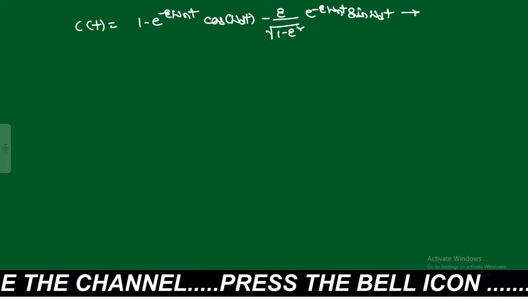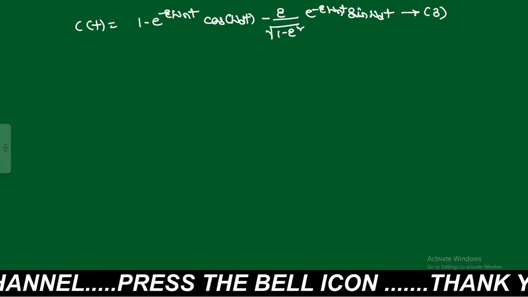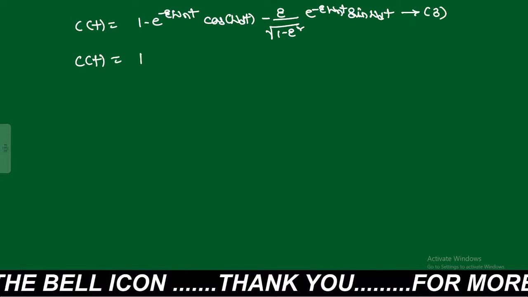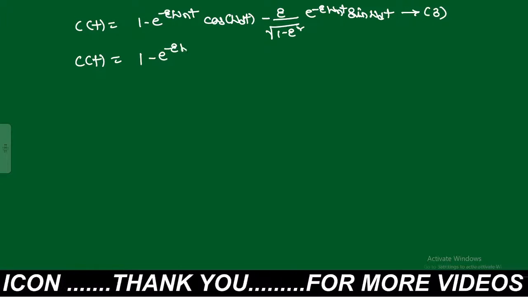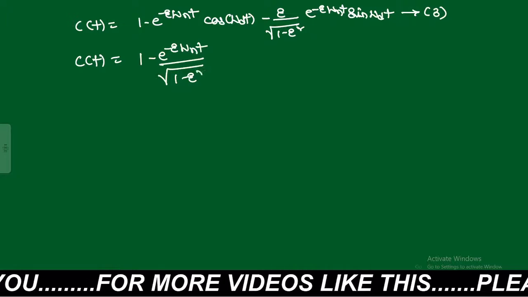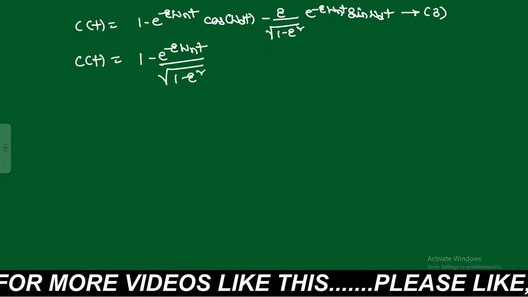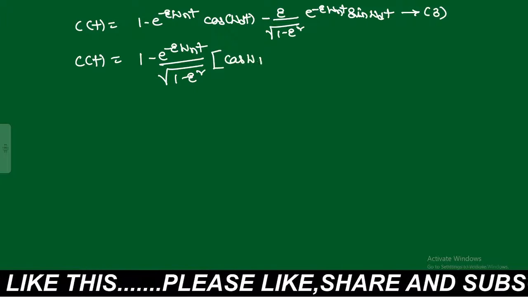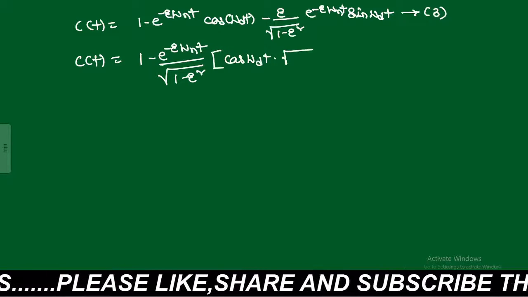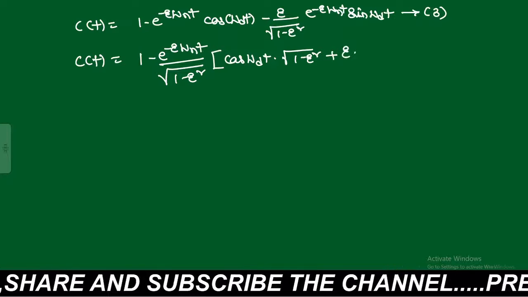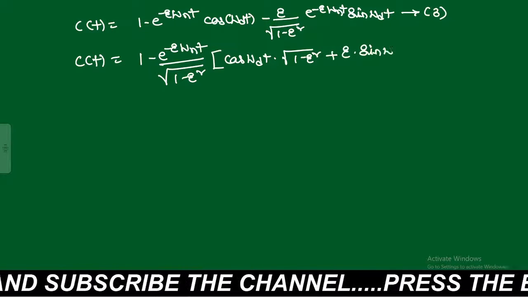This is equation number 3, I think. From this equation you take out common, and c of t can be written as 1 minus e to the power of minus zeta omega n t divided by under root of 1 minus zeta square. I have taken this out common. Then the first term will become cos omega d t into under root of 1 minus zeta square, plus zeta into sin omega d t.